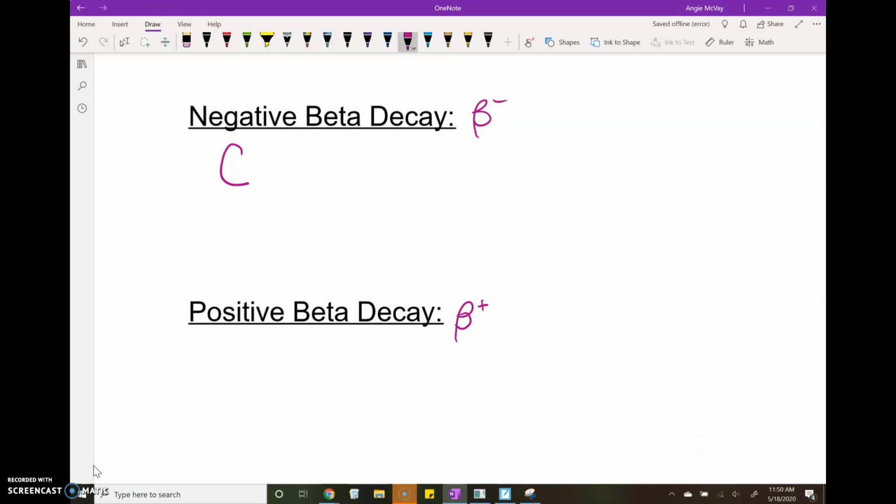All right, so let's take a look at negative beta decay and do an example equation for this. So let's start with carbon 10. Carbon 10 has 10 nucleons, 6 of which are protons. And remember, it's the proton number, the atomic number, that defines an element. So carbons always have 6 protons.